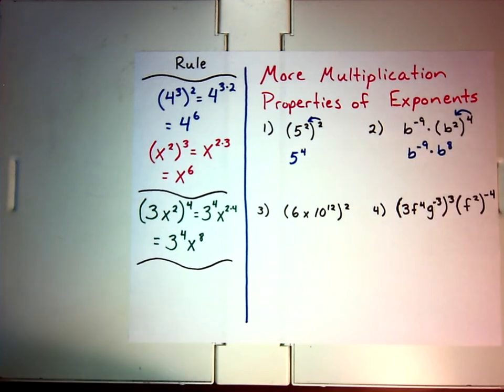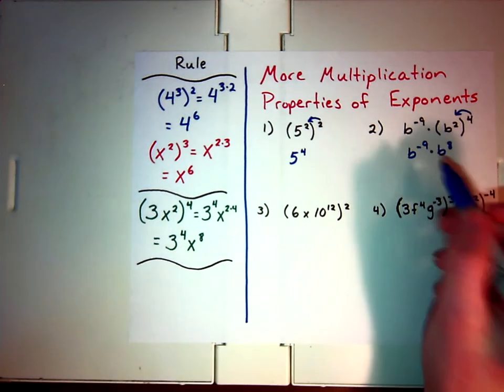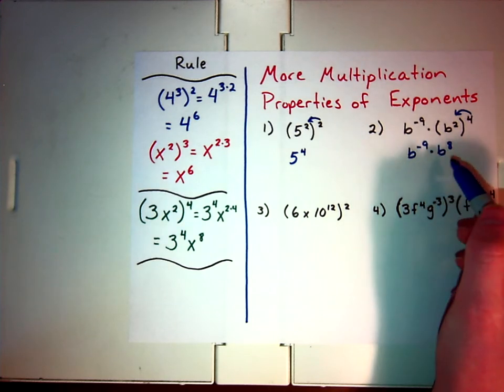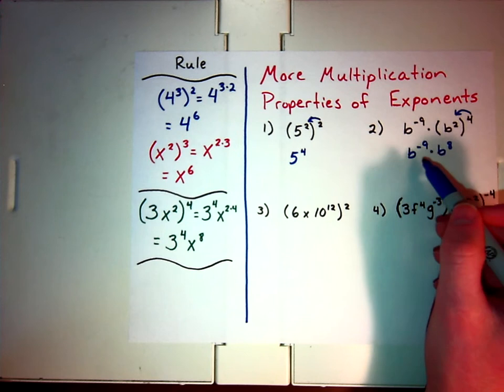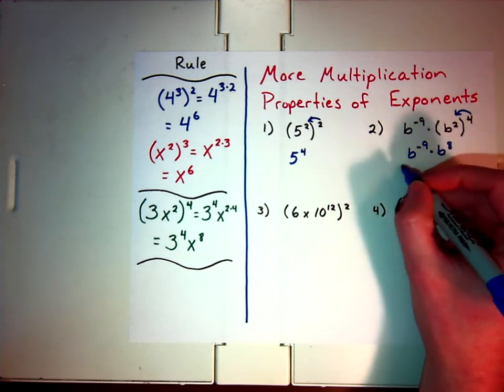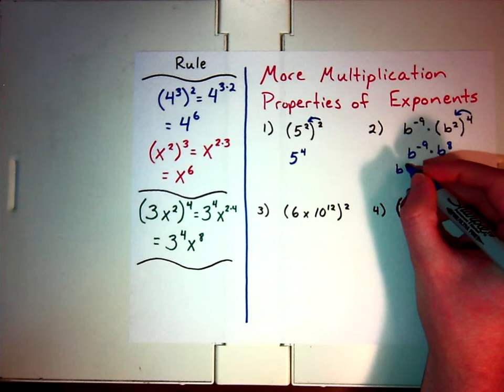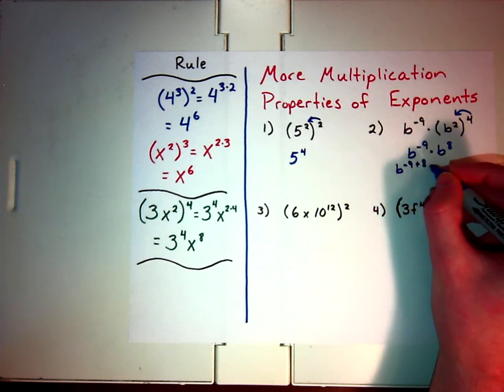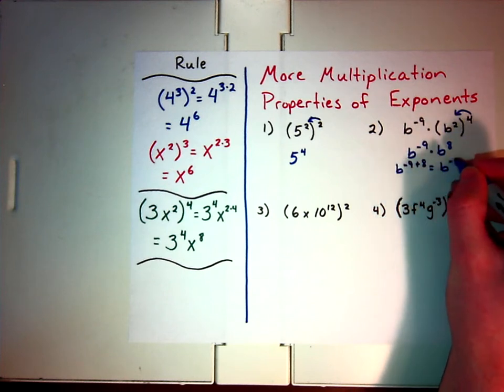Now we need to remember the rules we learned first when working with multiplication properties of exponents. That's when we have the same bases, we are going to add the exponents. So we're going to get b to the negative 9 plus 8. Well, that's going to get us b to the negative first power.